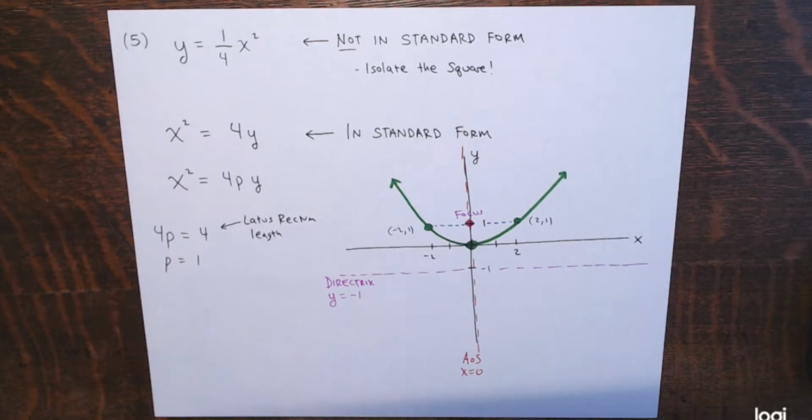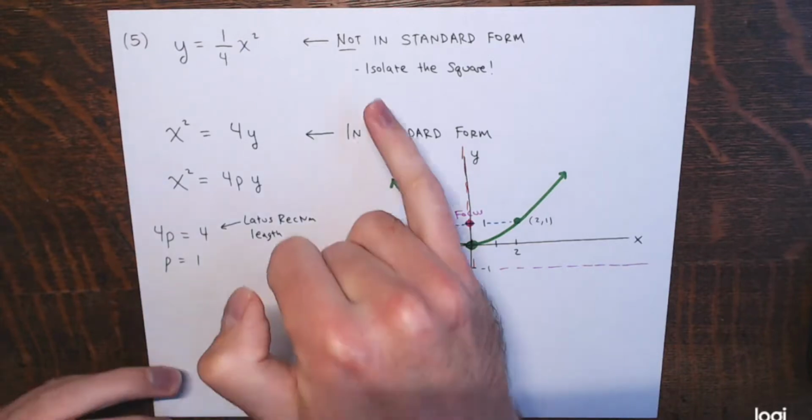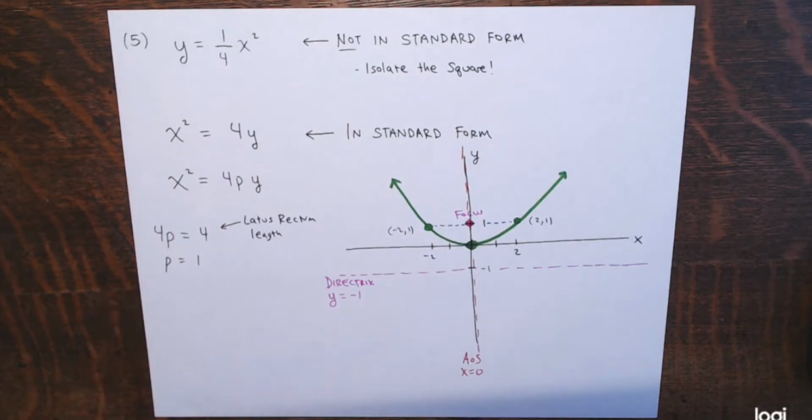All right, so here's another one similar to this, where I think my last 4 examples are like this, where the equation doesn't start in standard form, but all I have to do to put it in standard form is get the square alone, the x squared, the y squared.